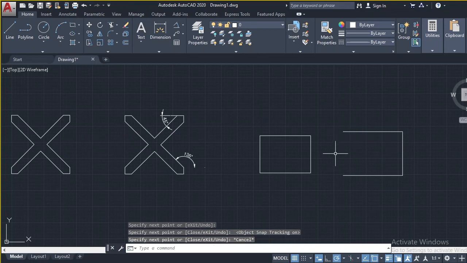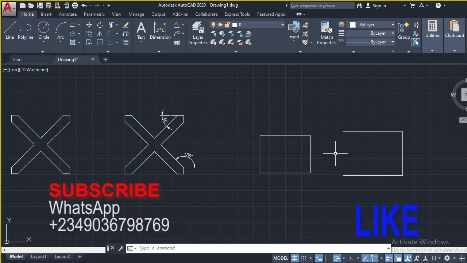So guys, that is all for today's session on polar tracking. I'm sure you now have an insight on how to draw lines or shapes using polar tracking. You actually have to understand this, because that is what you'll be using as far as AutoCAD is concerned to draw.